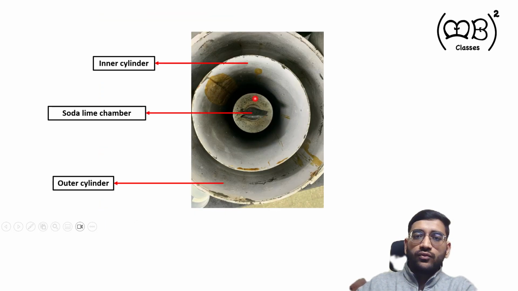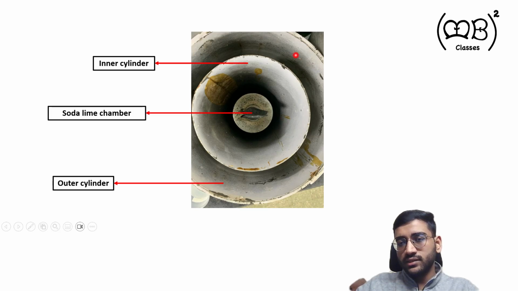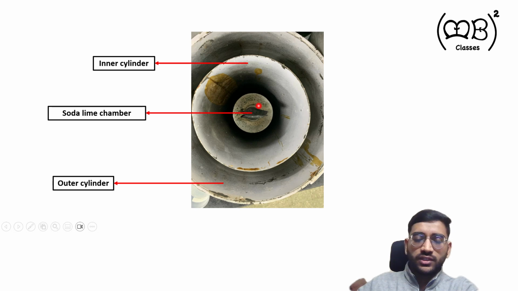So if I remove the bell and observe the spirometer from above, this is the outer cylinder which is present, and this is the inner cylinder. Between the outer and the inner cylinder there is water, and the bell also goes into that water to make a water seal. And in the inner cylinder there is this soda lime chamber. All the expired air goes first through the soda lime chamber, then into the inner cylinder, into the bell, and the soda lime canister is to absorb the carbon dioxide which is present.